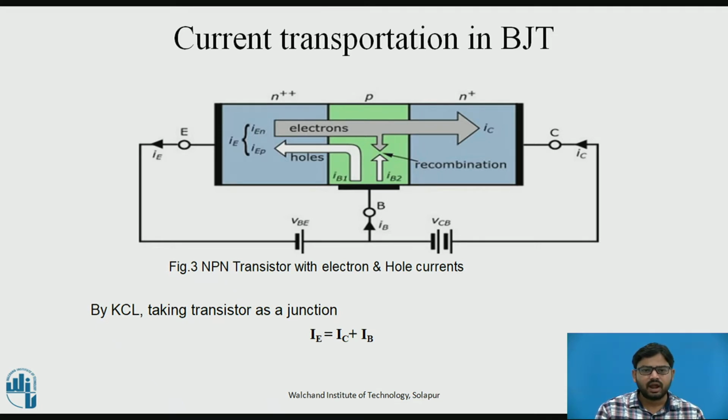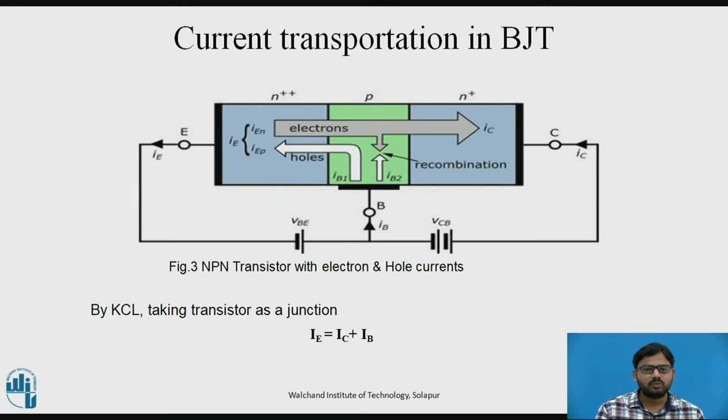And here the N-type region acts as an emitter. In the emitter and the base region, the emitter junction is forward biased by the battery VBE. The collector junction is reverse biased by the battery VCB. The N++ symbol denotes that the emitter is highly doped as compared to the collector and the base.